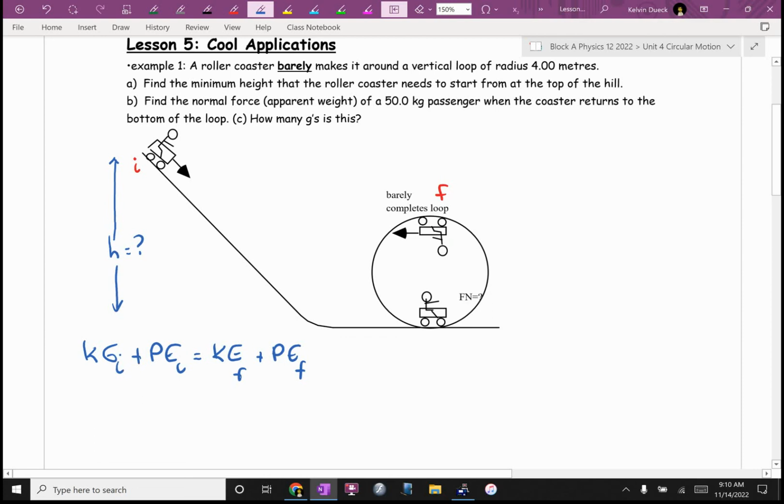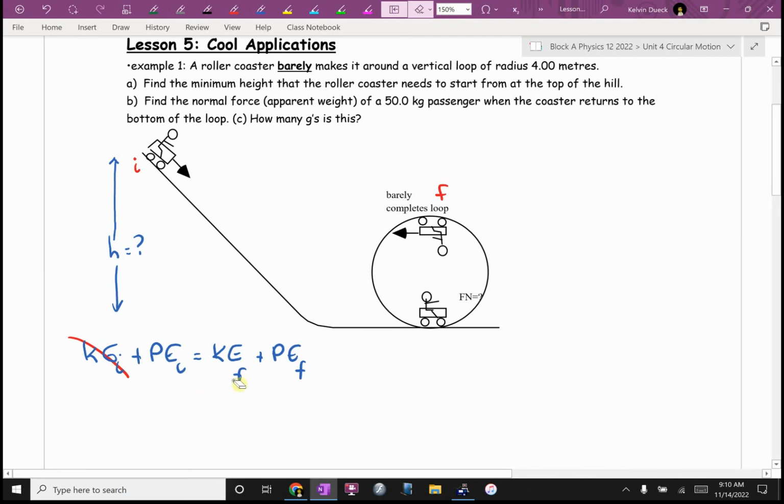Are any of these 0? Well, if it wants the minimum height, then let's assume we're starting at rest, because we want to find how high we need to be. If we had some extra energy, we could start lower. But if we're starting at rest, this is the minimum height we have to have. Is our initial potential energy 0?